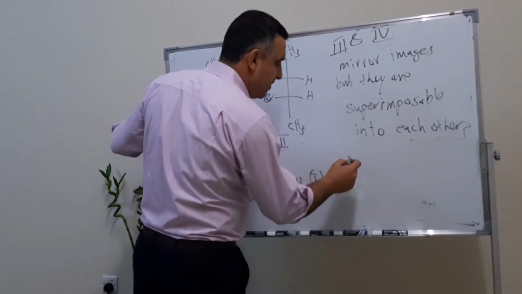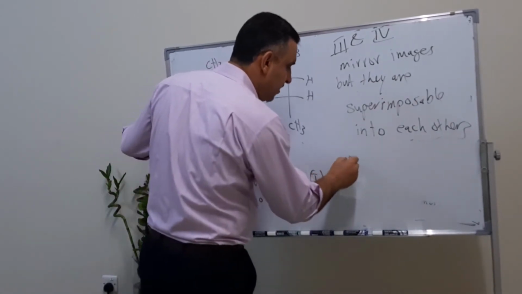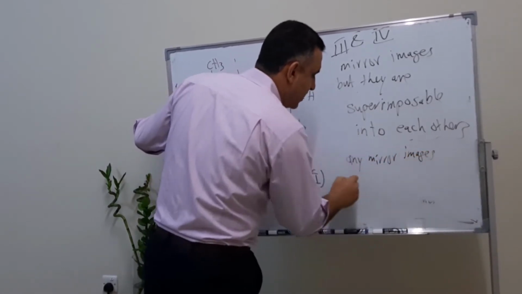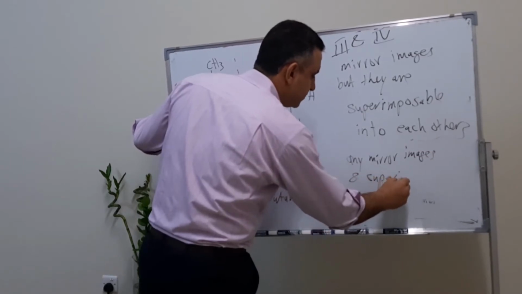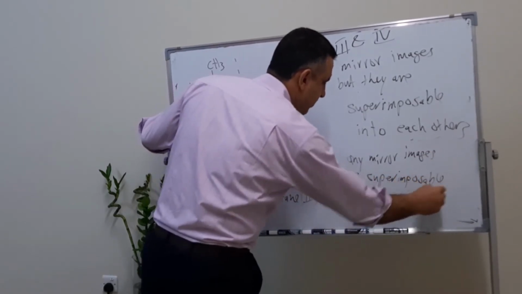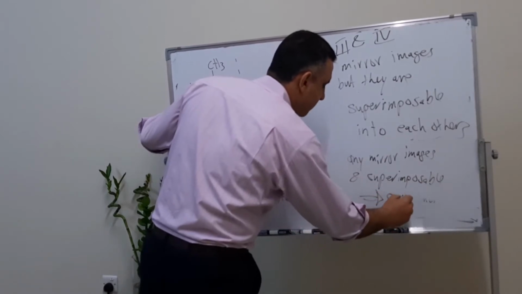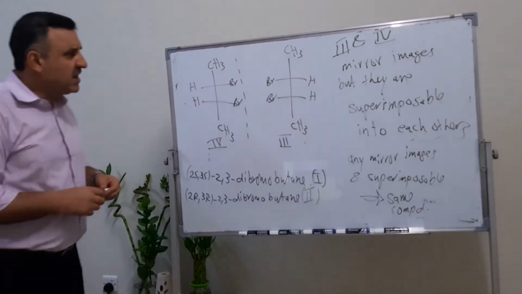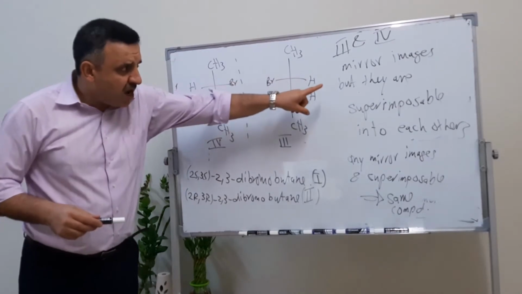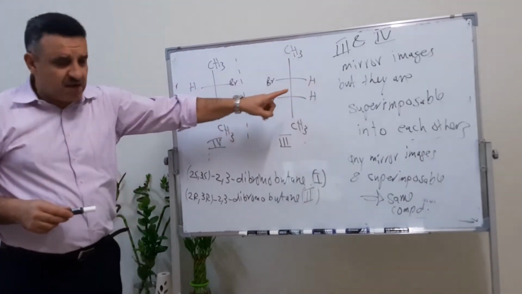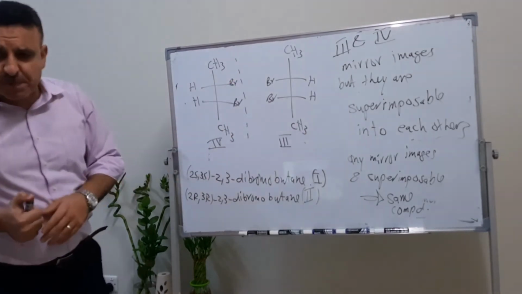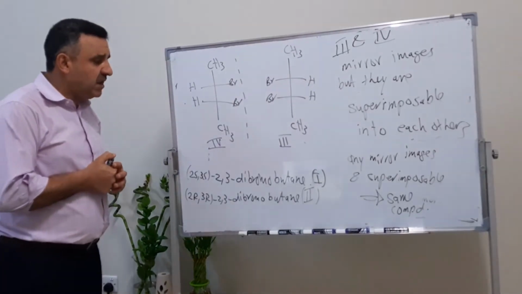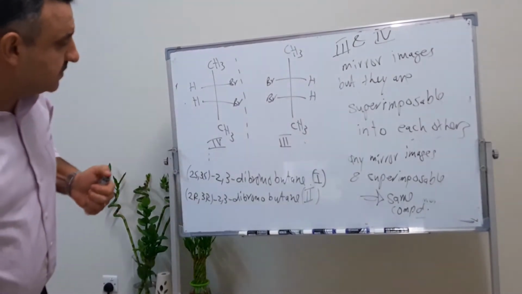So, any mirror images that are superimposable, we call them the same compound. Now, as I said, 3 and 4, although they are mirror images to each other, at the same time they are superimposable into each other. Let us see, and let me prove to you that they are really superimposing into each other.